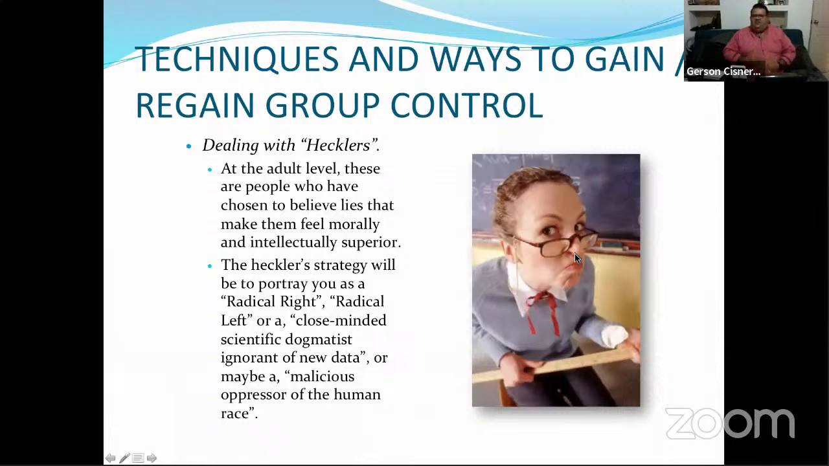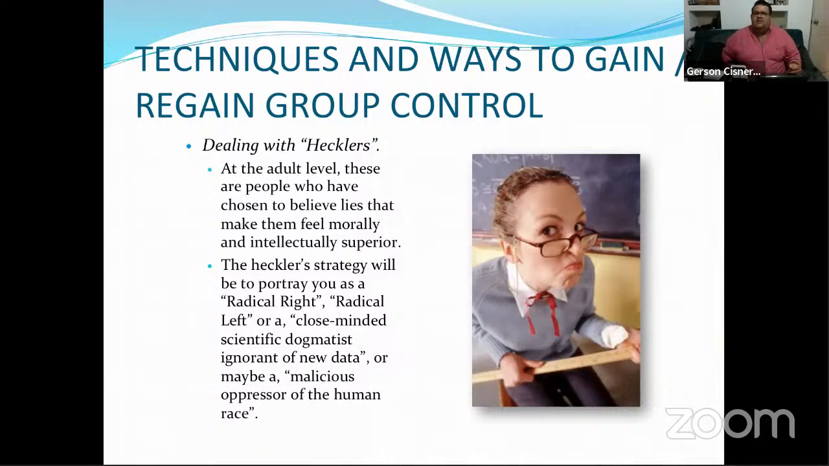Dealing with hecklers. Have you played football before, or seen football, American football? Never say American football to a gringa, it's just football. You know, the throwing ball and so on. The ones in the front line are hecklers. They break, they stop, they block. Okay, let's go with this one. In the classroom, these guys are the worst. These guys want to block your teaching.